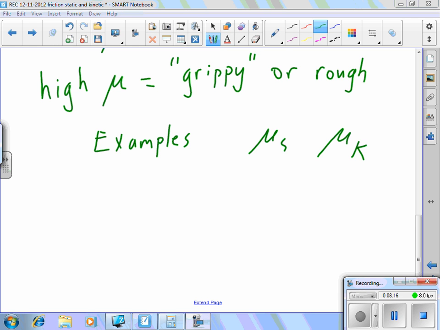In these examples, we'll compare mu s and mu k. You get an idea on why the force of static friction is greater than the force of kinetic friction from this. For tires on a nice dry road, the coefficient of static friction is 1.0, and the coefficient of kinetic friction is 0.8. Clearly, the coefficient of kinetic friction is less. Now, here's something to think about.